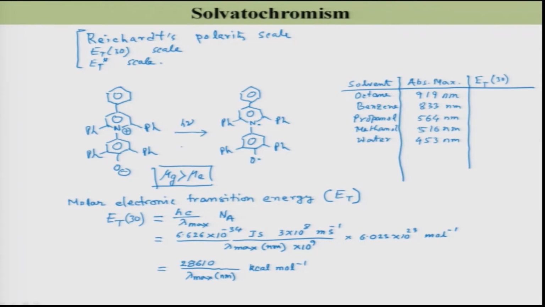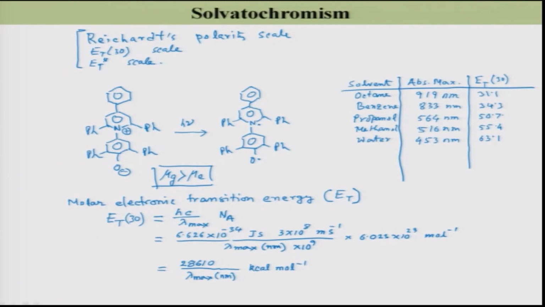So, if I now convert, I will get the different values of ET30 from this equation. For this one, it is going to be 31.1, and this one is 34.3, this is 50.7, this is 55.4, and this is 63.1. It means that this particular solvent, octane, has a corresponding value of 31.1. This is the molar transition energy, the ET30 value for this particular dye.